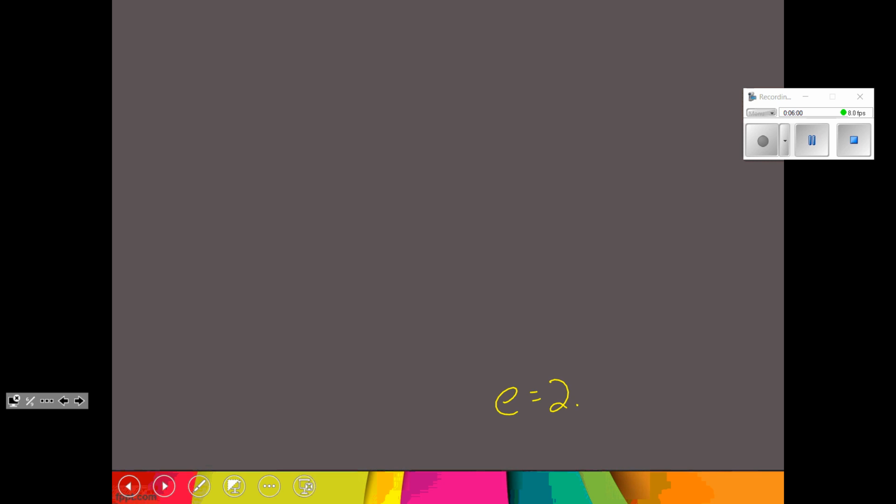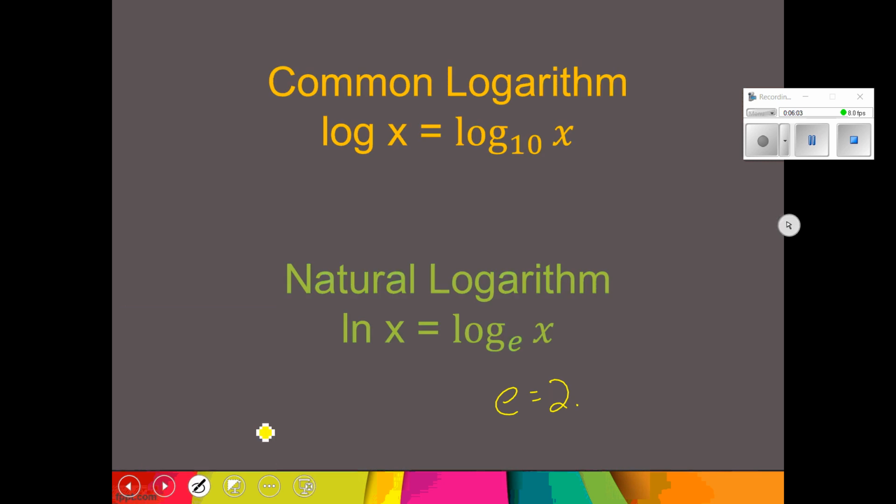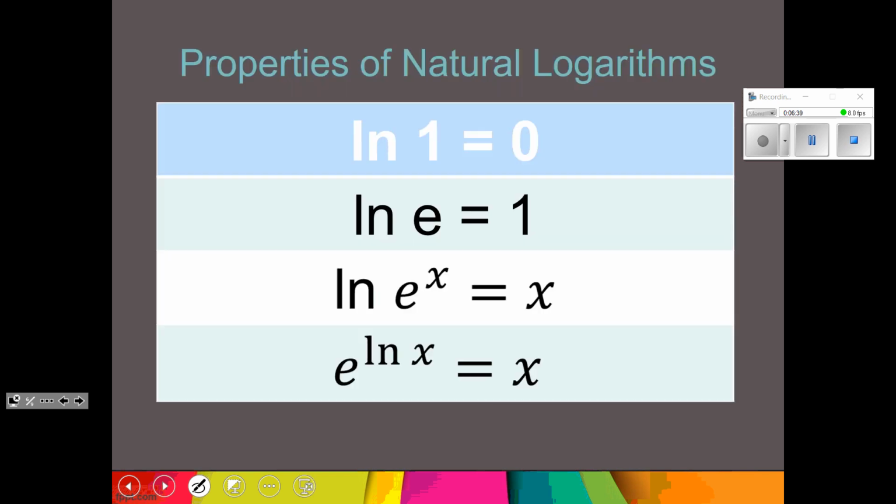2.71828. Okay, so when I'm talking about the ln, that just means I'm referring to a base e. It's called the natural log.